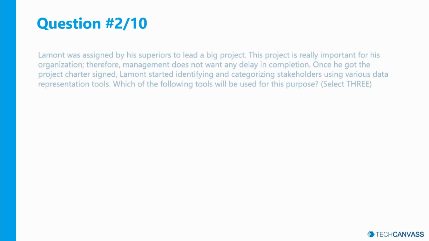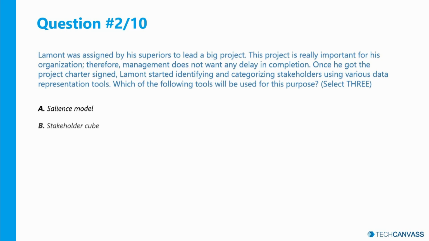Second question: Lamont was assigned by his superiors to lead a big project. This project is really important for his organization. Therefore, management does not want any delay in completion. Once he got the project charter signed, Lamont started identifying and categorizing stakeholders using various data representation tools. Which of the following tools will be used for this purpose? Salience model, stakeholder queue, direction of influence, and brain writing. You have three options to select.